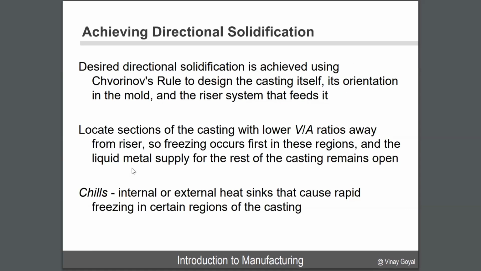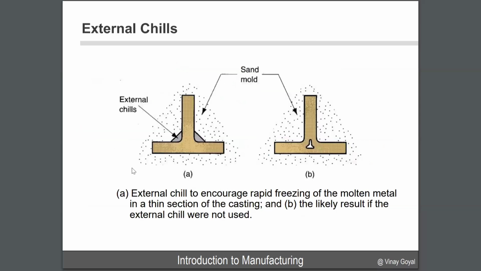So freezing occurs first in those regions, and the liquid metal continues to supply the rest of the casting, which is remaining open. And you have a term called chills, typically in these processes, which are internal or external heat sinks that cause rapid freezing in certain regions of the casting. So here's an example of an external chill. Here, the external chill encourages rapid freezing of the molten metal in the thin section of the casting.